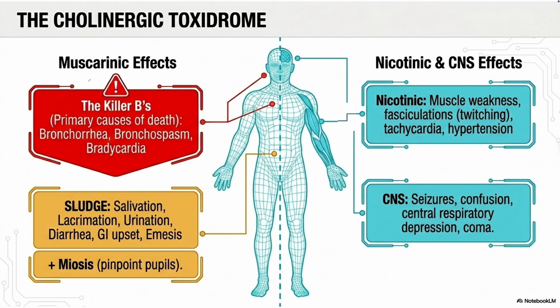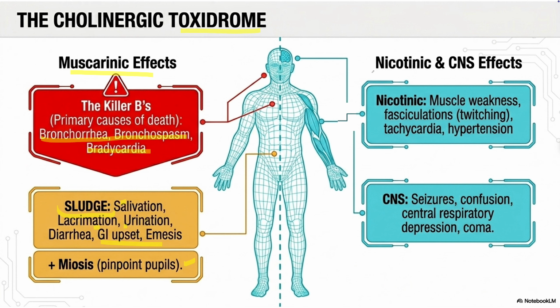This is the cholinergic toxidrome. If you can recognize this pattern clinically, you can diagnose organophosphate poisoning rapidly, even before laboratory confirmation. Let's start with the muscarinic effects on the left. The classic mnemonic here is SLUDGE. Salivation, lacrimation, urination, diarrhea, gastrointestinal cramping, and emesis. The pinpoint pupils, or miosis, are a classic clue. Notice the central red box emphasizing the killer bees: bronchorrhea, bronchospasm, and bradycardia. Bronchorrhea and bronchospasm are clinically the most dangerous muscarinic findings and major causes of death.